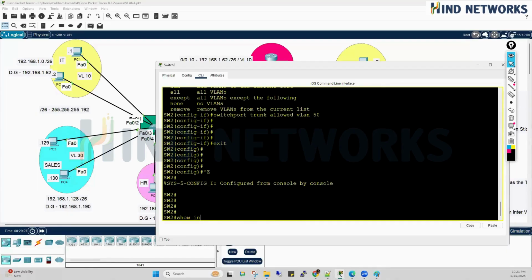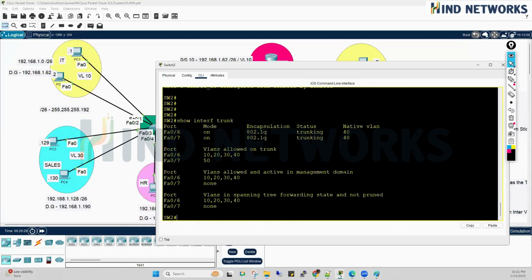Now see what is the problem here. I am writing show interface trunk. See here what happened. What happened, guys? On FastEthernet 0/7, only VLAN number 50 is allowed. But previously we allowed VLANs 10, 20, 30, 40 also. Yes, right? But those VLANs are now removed. Only VLAN 50 is there.